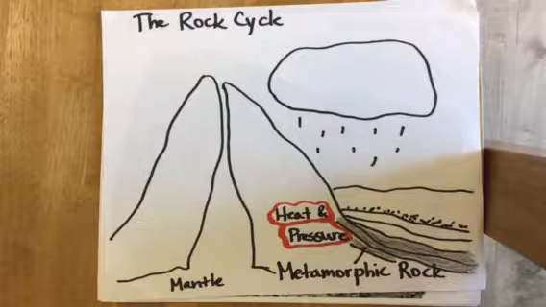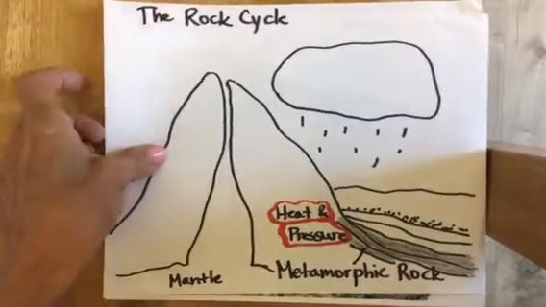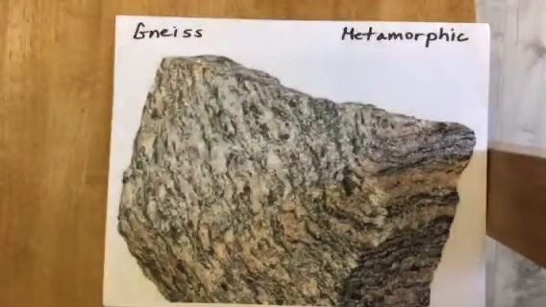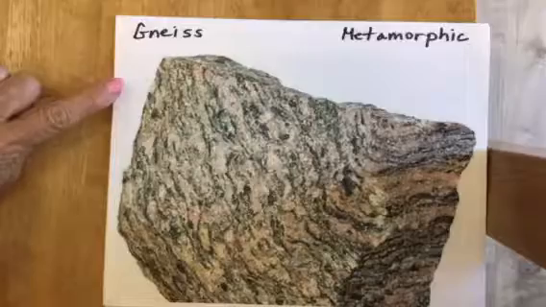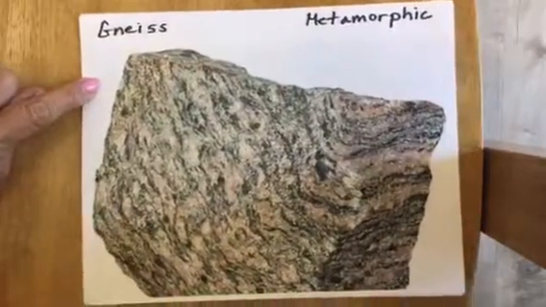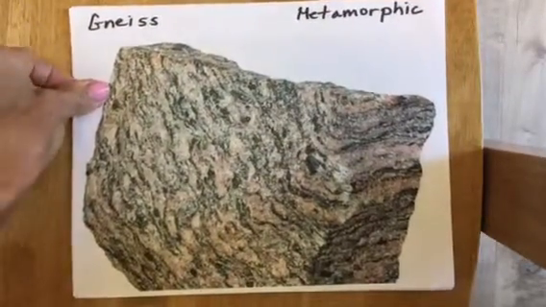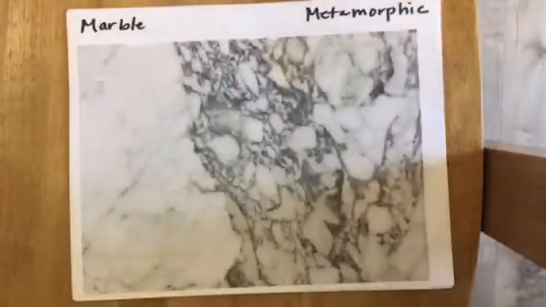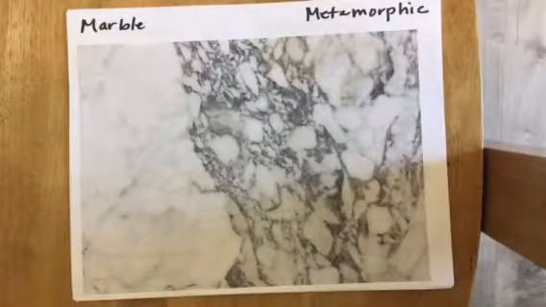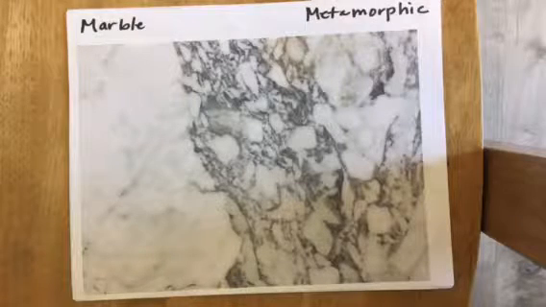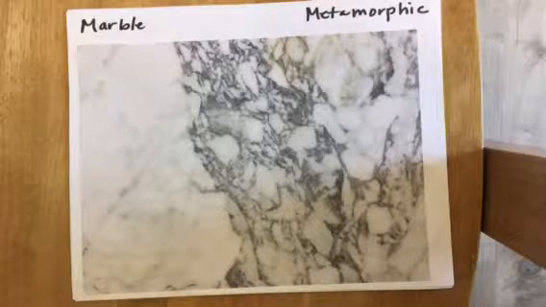The heat and pressure can change the crystals in a rock. Crystals can be a different size or shape. Sometimes they form new minerals. Metamorphic rocks are usually hard. They can break into flat sheets or slabs. Gneiss is a type of metamorphic rock that has layers. Many of you have seen marble on a kitchen counter or maybe the base of a trophy. Marble is another type of metamorphic rock.